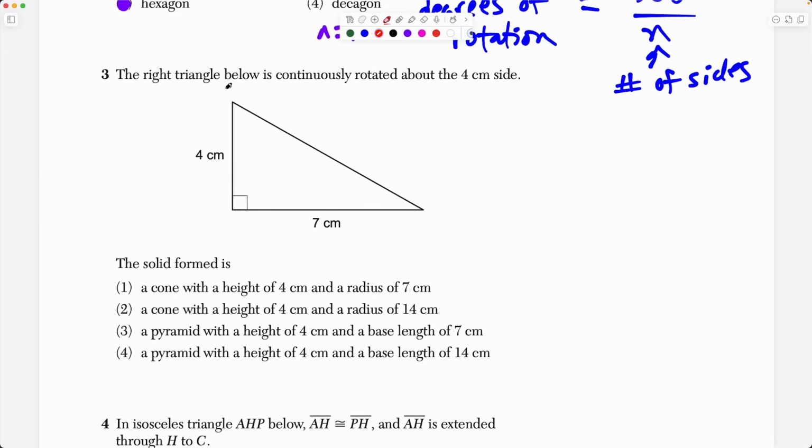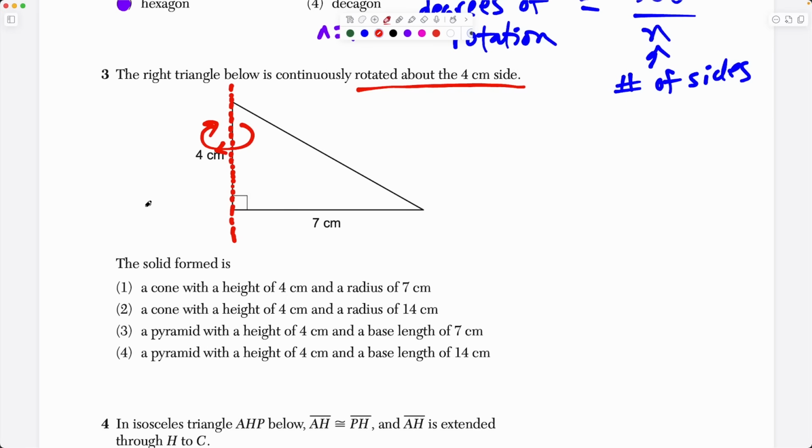Question 3: the right triangle below is continuously rotated about the 4 centimeter side. The solid formed is... For this one, we just have to imagine what it means to spin something. We have to be mindful that we are rotating about the 4 centimeter side. Over here, this is going to be our axis of revolution. Just imagine this triangle spinning around this side like this.